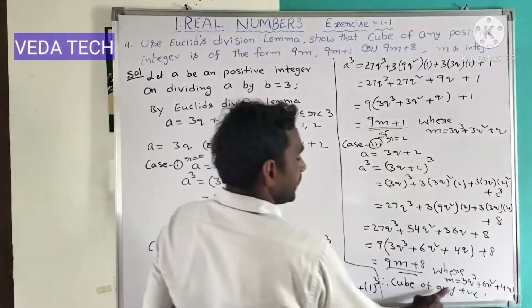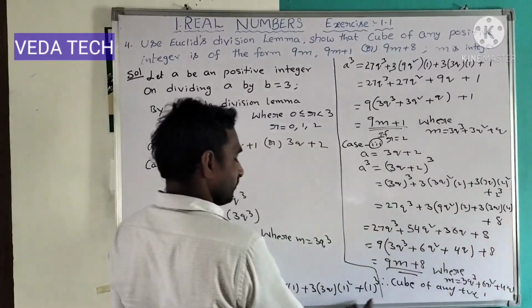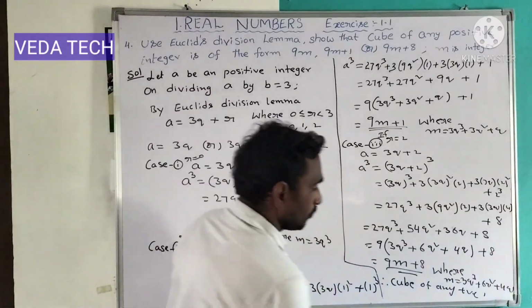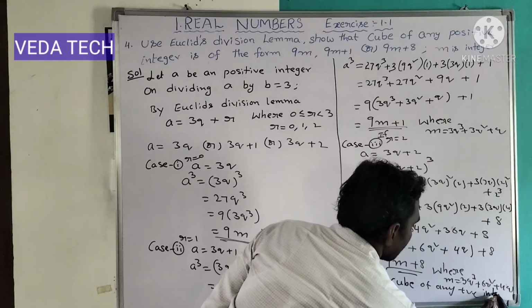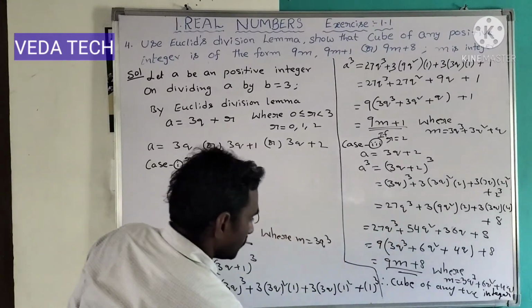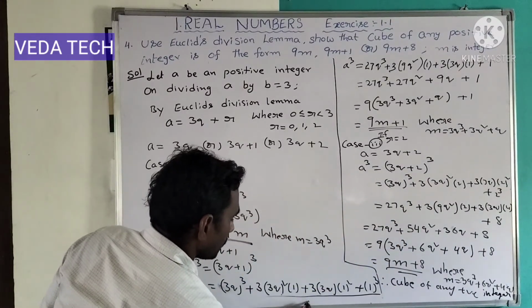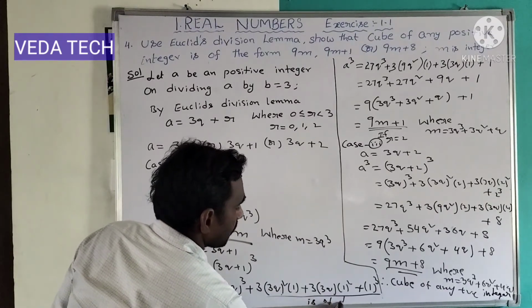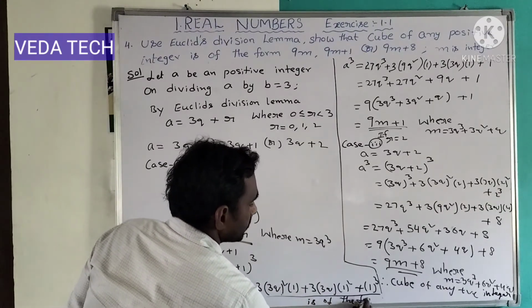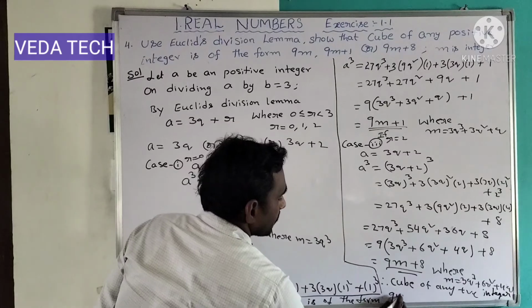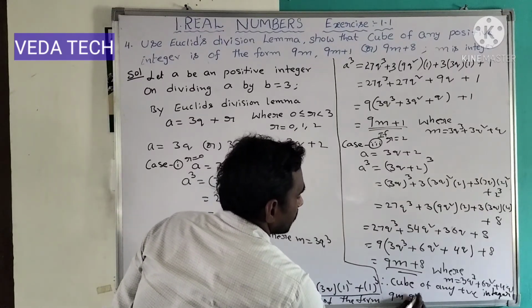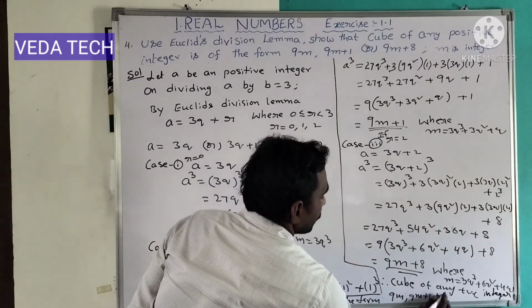Therefore, cube of any positive integer is of the form 9m or 9m plus 1 or 9m plus 8.